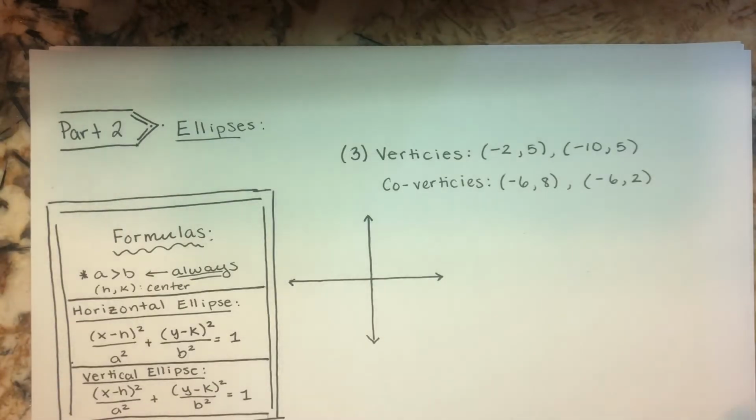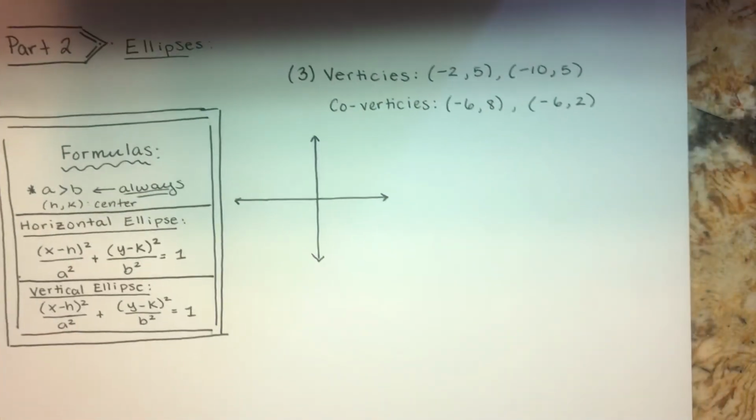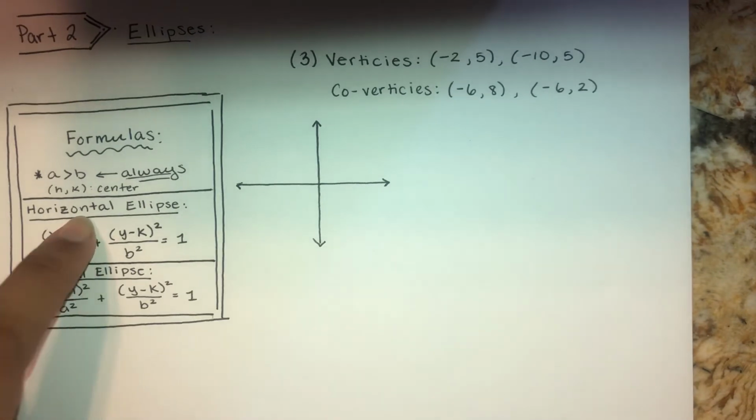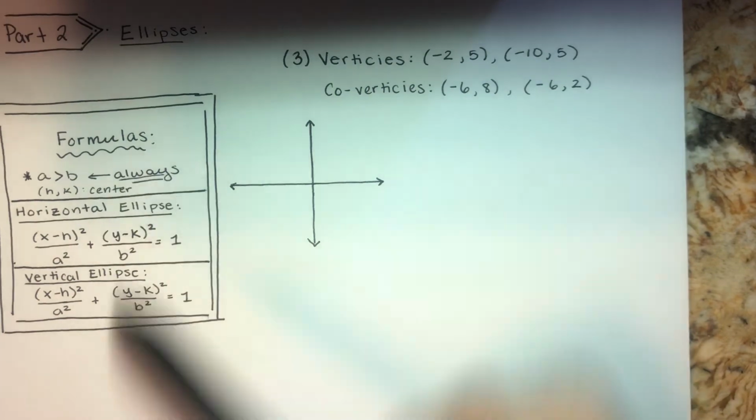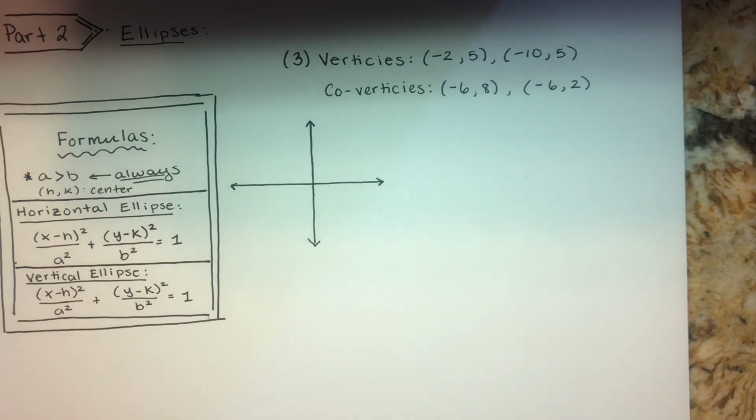Let's move on to the ellipse. So the ellipse is harder to write an equation for, just in general. The equations are more messy. There's two of them. You have to remember that A is always greater than B. Graphing them is more difficult.